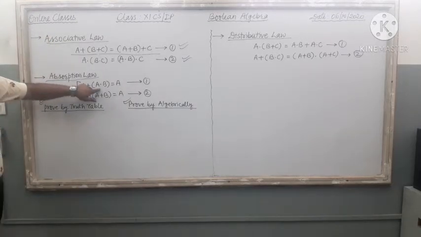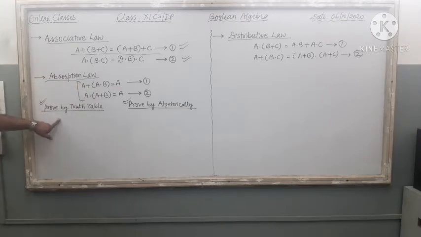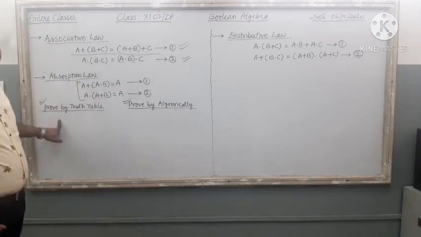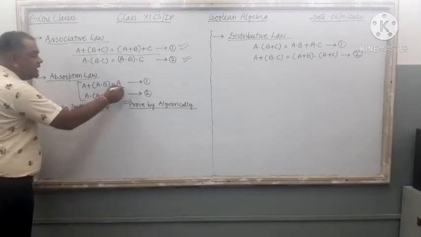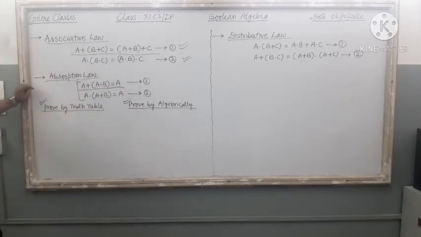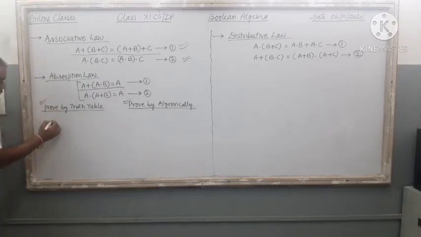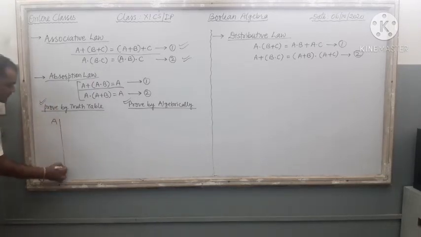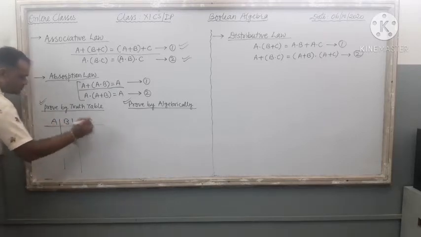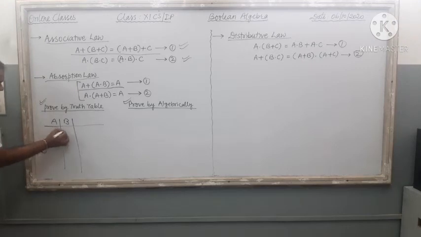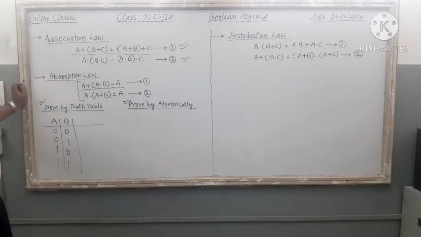Suppose the first law I am going to prove with the help of a truth table. First find out how many inputs there are in this equation. Only two inputs are there: first is A, second is B. So I am going to create the truth table of this equation. Two inputs mean a total of 4 possibilities: 0 0, 0 1, 1 0, 1 1.